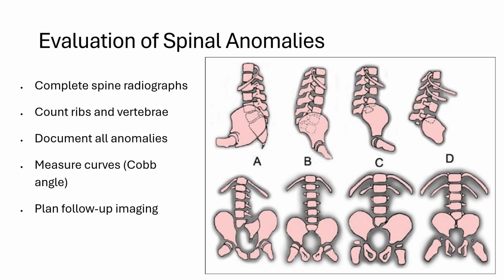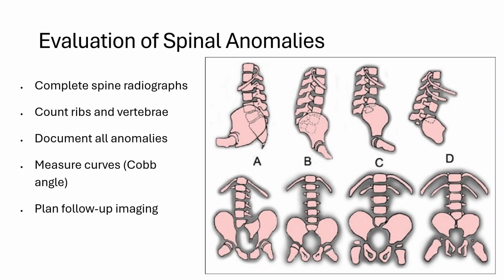Complete spine radiographs from occiput to pelvis become essential because congenital anomalies rarely occur in isolation. What appears to be a single hemivertebra on focused imaging often represents part of a more extensive pattern of abnormalities that spans multiple levels. This comprehensive approach prevents you from missing additional defects that could influence treatment planning or prognosis.